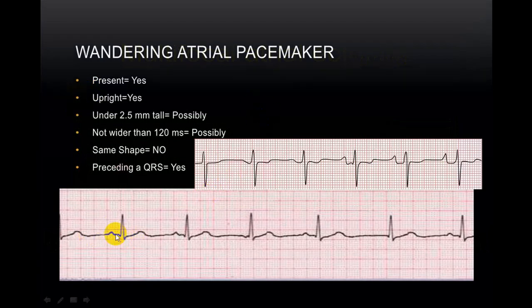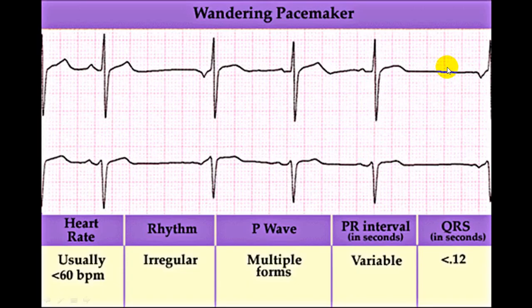Now if I see a P wave, see these P waves are different shapes. And if there are more than 3 P waves of different shape in a 6-second strip, see this P wave is different, this is different, this is different. So this is wandering atrial pacemaker and the rate is normal. Hence, this is called wandering atrial pacemaker, or you can also call it multifocal. These are all multifocal ectopic beats.